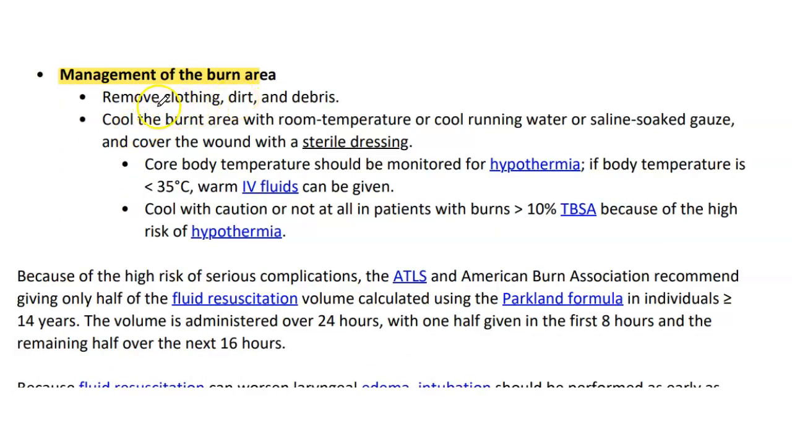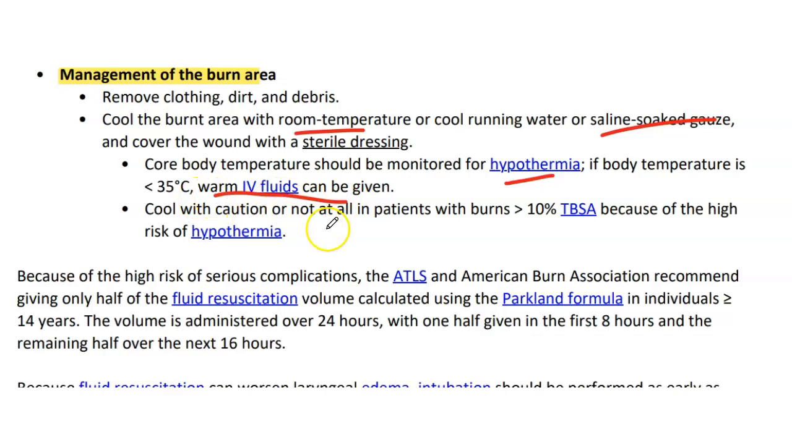Management of the burn area. Remove clothing, dirt, and debris, cool the burn area with room temperature or cool running water or saline-soaked gauzes, and cover the wound with a sterile dressing. Core body temperature should be monitored for hypothermia. If body temperature is less than 35, warm IV fluid can be given.